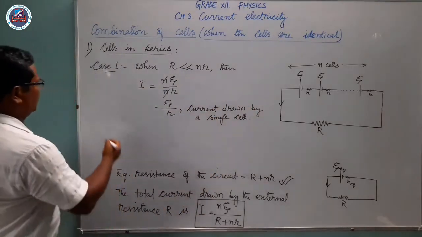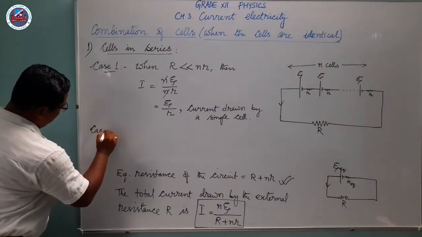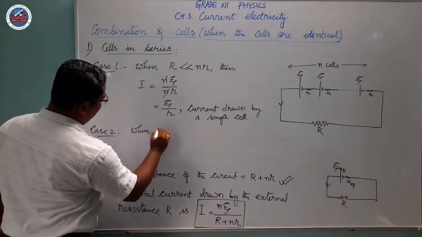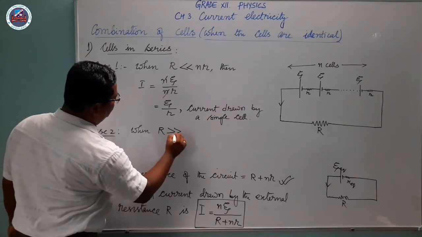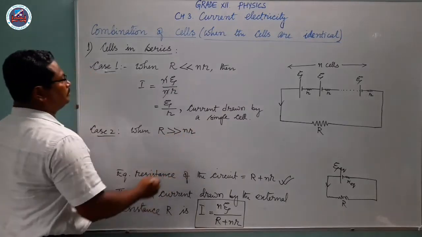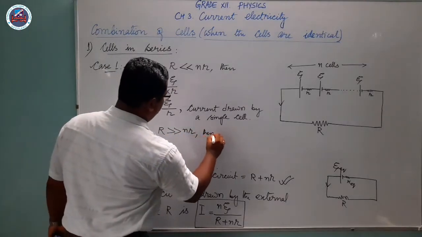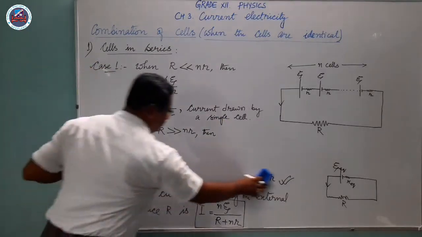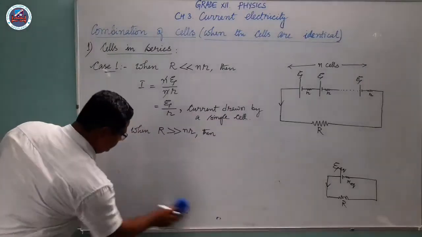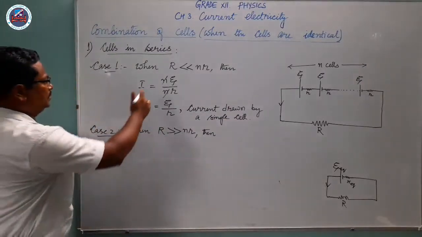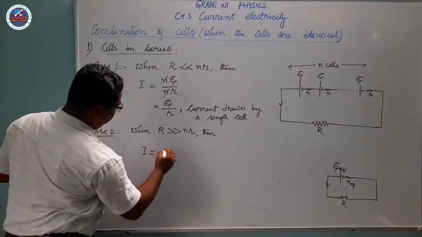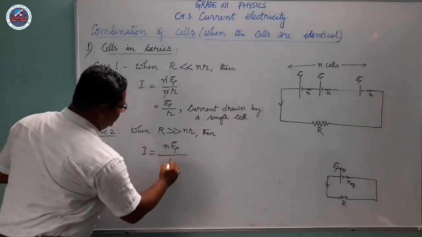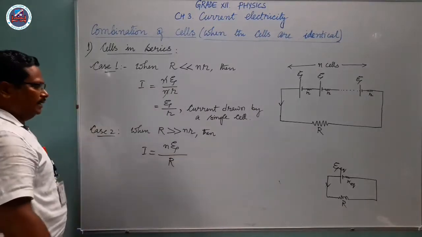Now when we see the second case, case 2, let us see. In this case, suppose the external resistance is much bigger than the internal resistance, then you will get something else. It will look different than this. What you get here is I is equal to N epsilon divided by R. This time the internal resistance will be neglected.